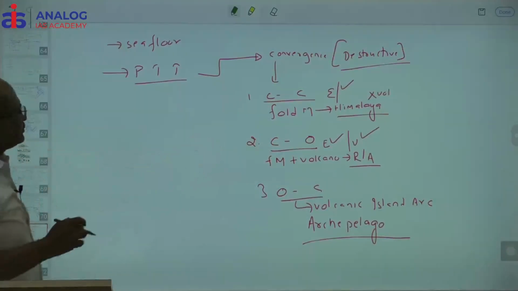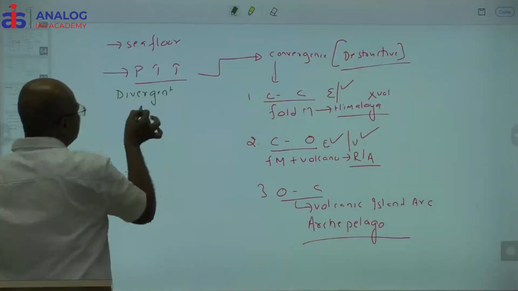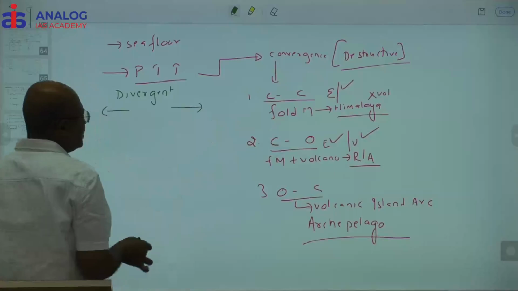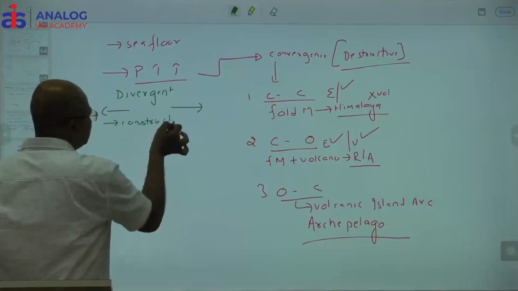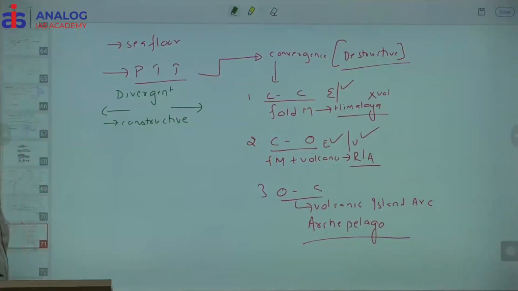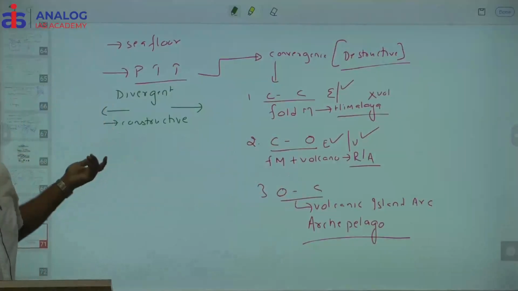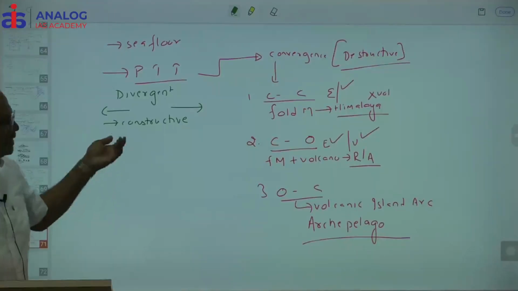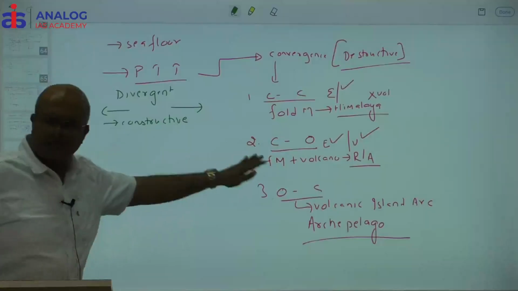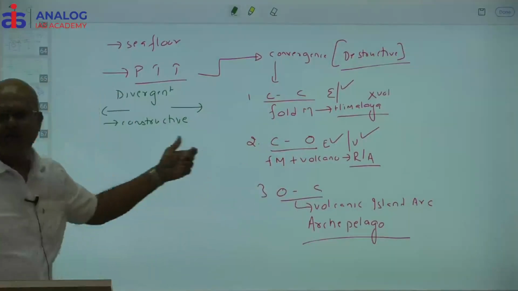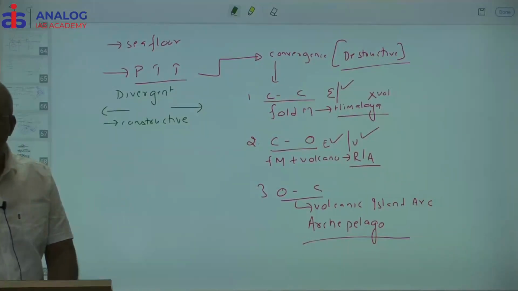Divergent plates. When you talk about divergent plates, it means the two plates are moving away from each other. So they are constructive in nature. Whatever is destroyed in one place is created in another, so there is a balance maintained. That's why the earth maintains its shape and size.